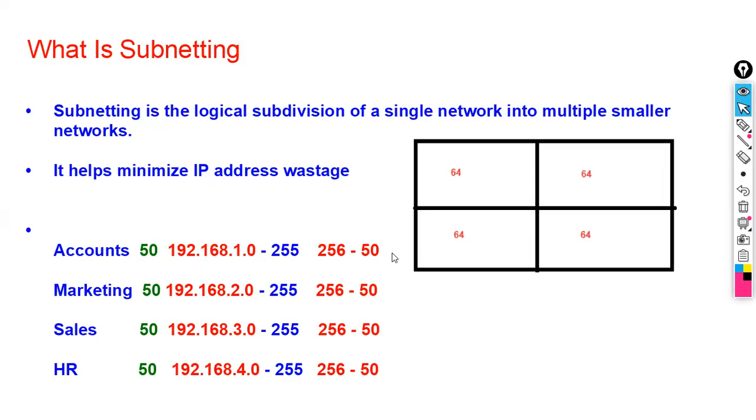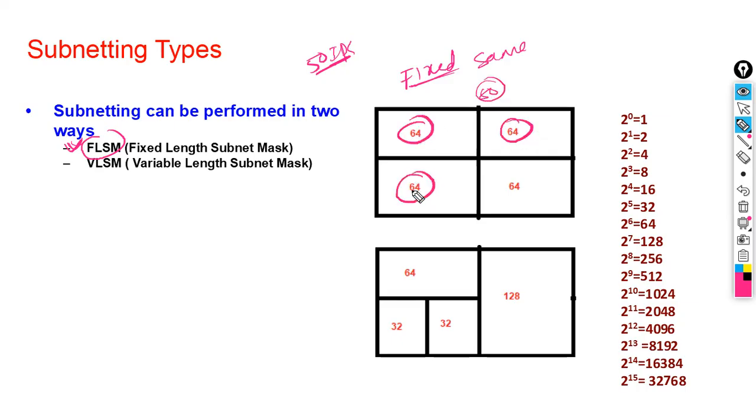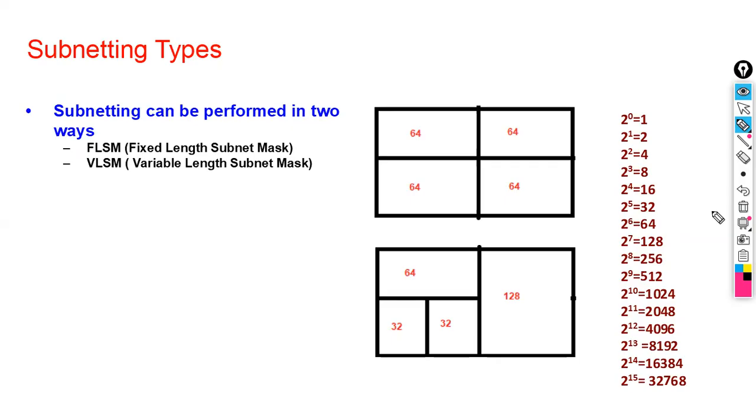Okay. So subnetting can be performed in 2 ways. The first method is known as FLSM, fixed length subnet mask. The second method is known as VLSM, variable length subnet mask. We perform FLSM when the requirement is fixed, when the requirement is the same. In our previous example, what was the requirement for all the 4 departments? 50. So it was the same requirement for all the departments. In that case, we perform FLSM. All the departments need 50 IP addresses and we are providing 64 IP addresses each by performing FLSM.